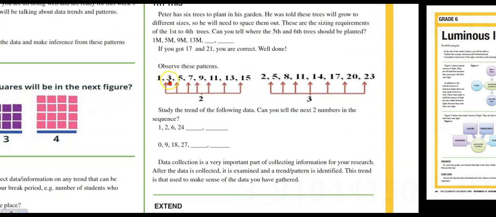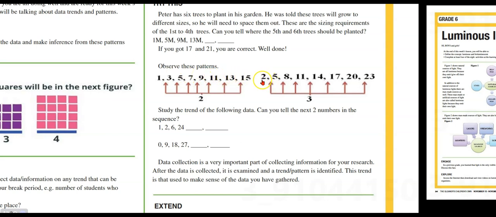Now observe these patterns. So 1, 3, 5, 7, 9, 11, 13, 15. So in the gaps, in the spaces, what is happening between the numbers? Not only what's happening to the numbers, but between the numbers. So between the numbers, we have a gap here, and every time we go to the gap, we are going to be adding 2. Okay, so 1 and 2, 3, 3 and 2, 5, 5 and 2, 7, 7 and 2, 9, 9 and 2, 11, 11 and 2, 13, 13 and 2, 15.